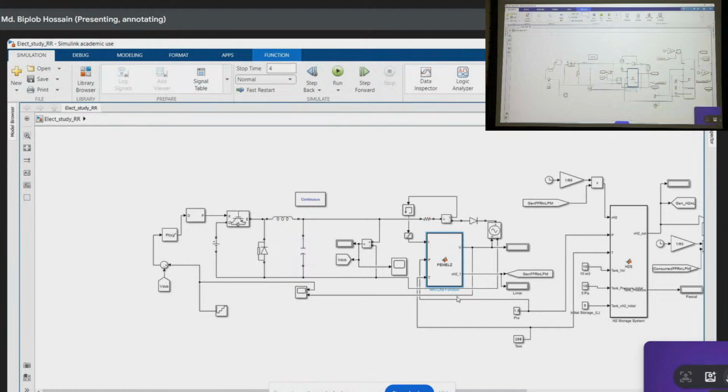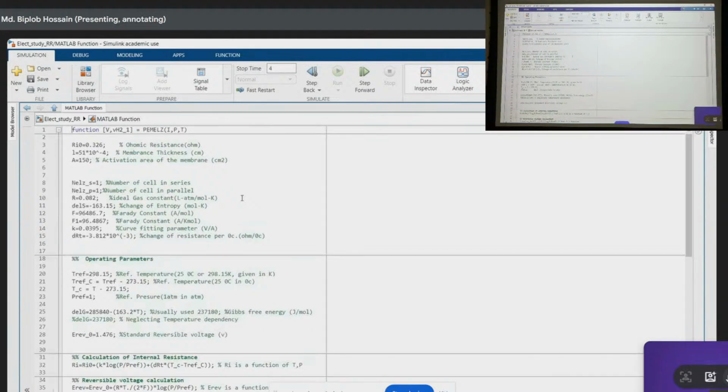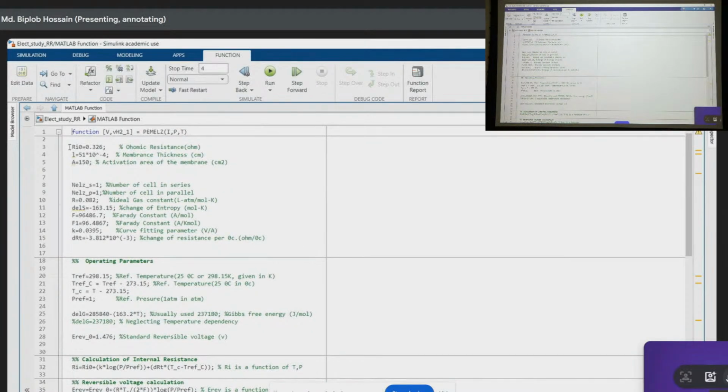So here we can see, if we go inside this, as the professor said, this is the MATLAB function block. Here we defined all things. This is the ohmic drops, this is the membrane thickness. So these all are given. This is the area of the activation membrane. This is the number of series connected cells. This is the number of parallel connected cells to make the stack. This is the ideal gas constant. So this way we are inputting all values.